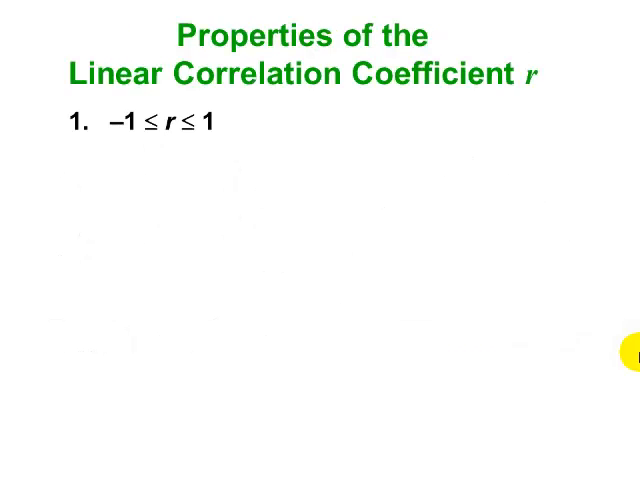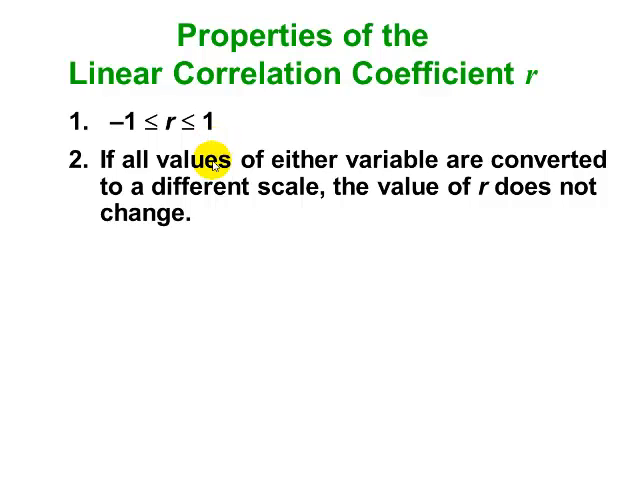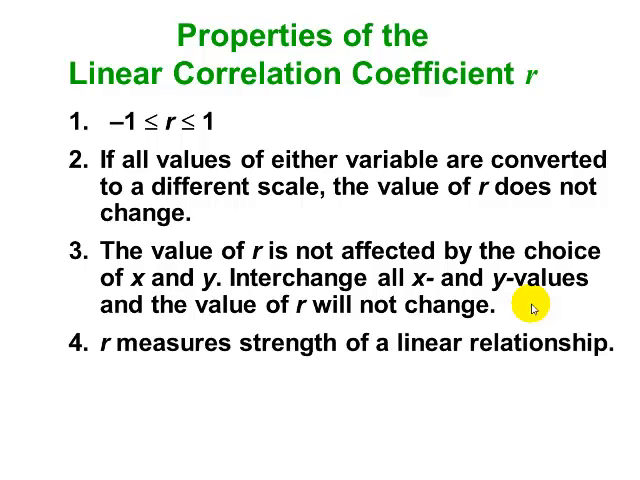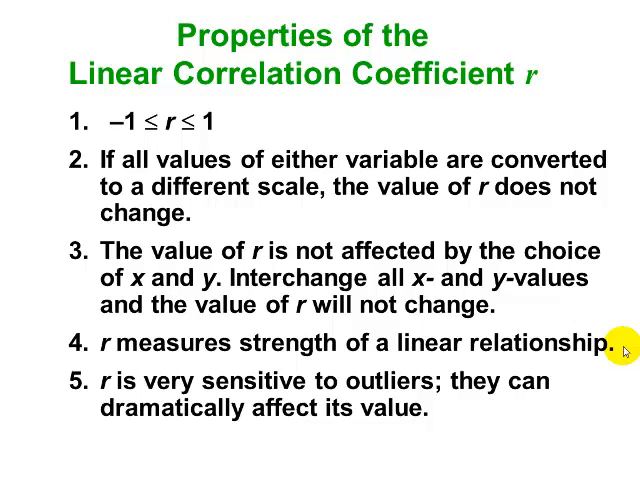Here's some properties of our linear correlation coefficient. First of all, the R value that we're talking about is always going to be somewhere between -1 and +1. If we convert all the values of either variable to a different scale, that doesn't change the value of R. Also, the value of R is not affected by which variable we choose to be x and which we choose to be y. We can switch these around and it still won't change the R value. The R measures the strength of a linear relationship, and the R is also very sensitive to outliers. They can dramatically affect the value.